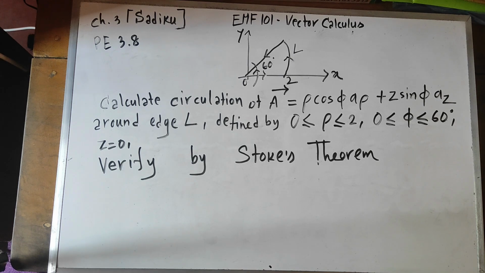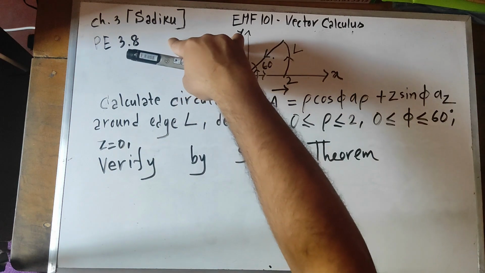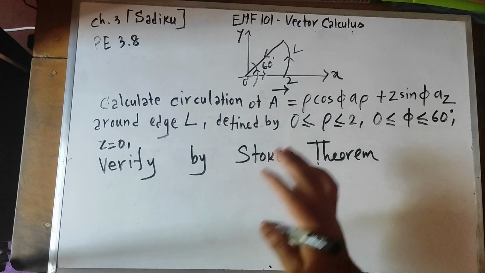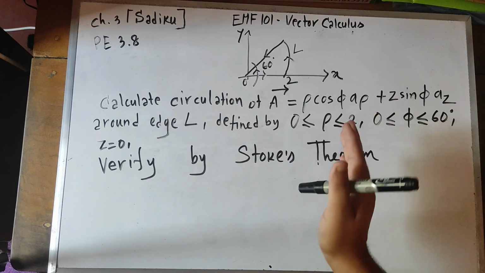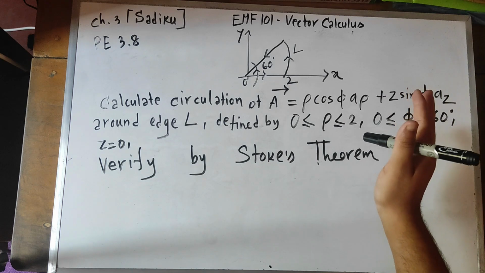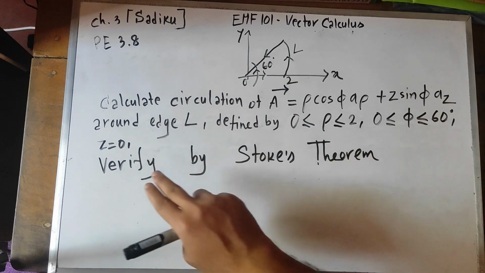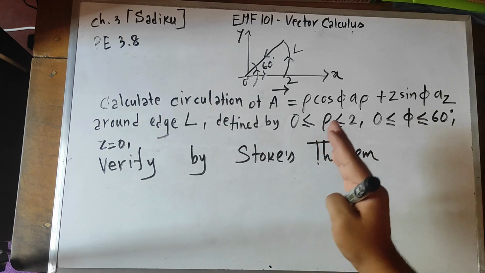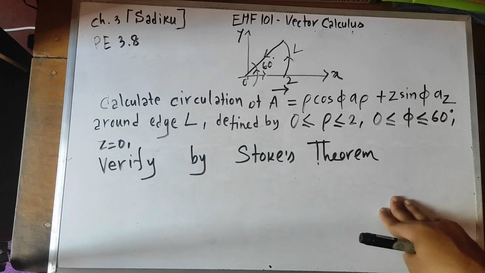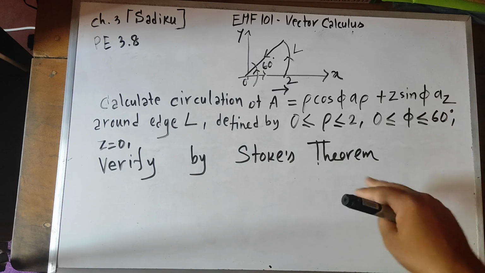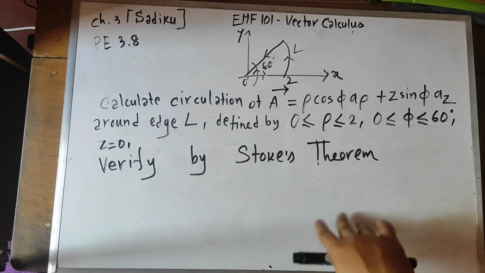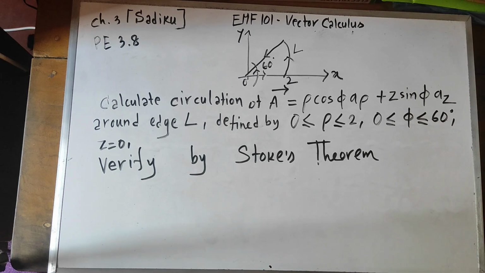In this EMF video, I'm going to solve a practice exercise problem on vector calculus from chapter 3 of the book Elements of Electromagnetics by Matthew Sadiku. We have to find the circulation of this vector around this edge, defined by this, and verify the answer by Stokes' theorem. So let's get started. Before we get to the problem solving part, I'm going to discuss Stokes' theorem. What is Stokes' theorem? Let's get to that first.